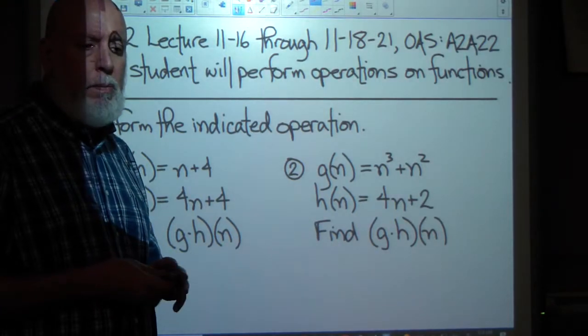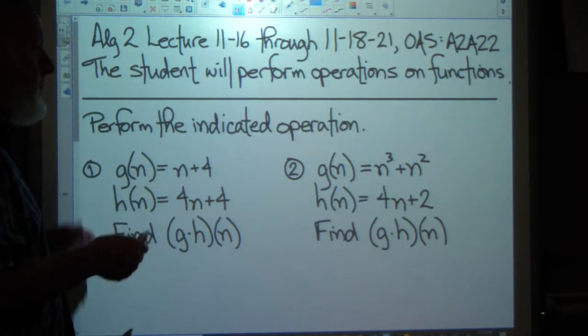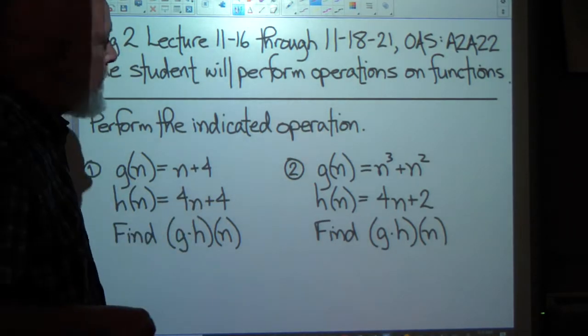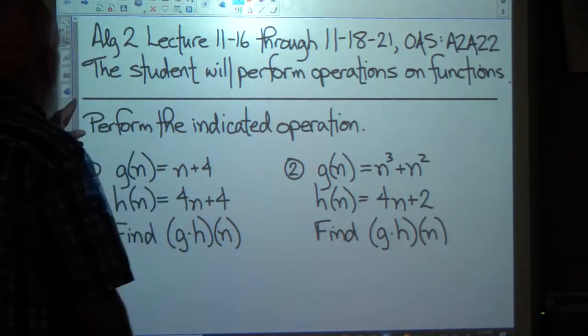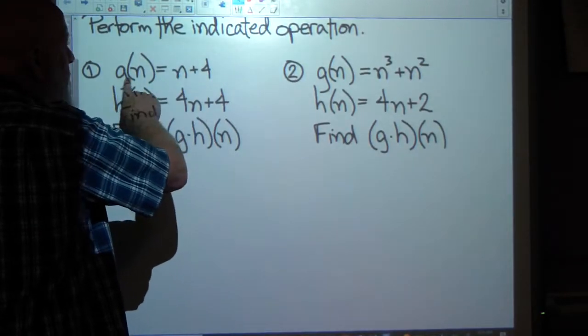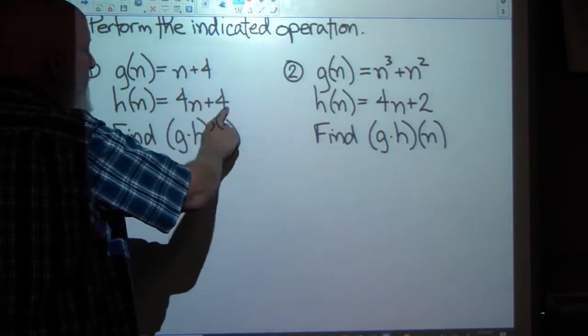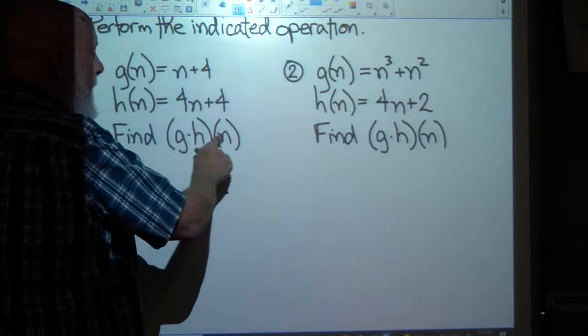Today we're going to do multiplication and division, multiplying functions and dividing functions. We'll give you an idea of what it will look like on your standardized worksheets. So here we go. We're asked to perform the indicated operation. We're given a g function, g of n is equal to n plus 4, h of n is equal to 4n plus 4, and we're asked to find g times h of n.